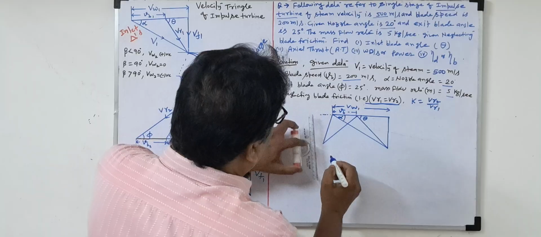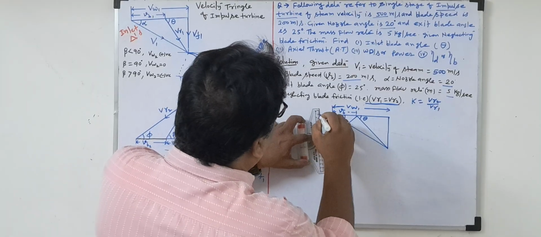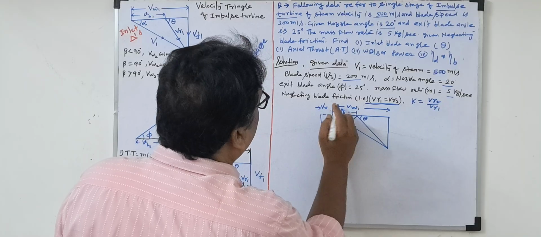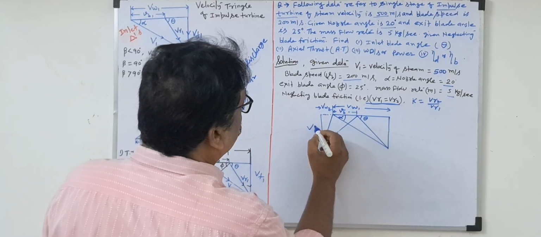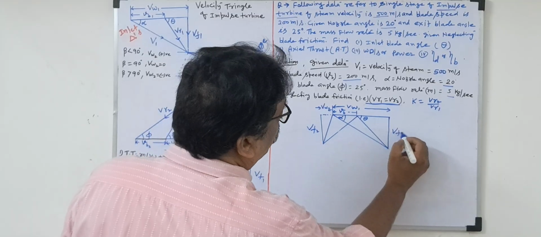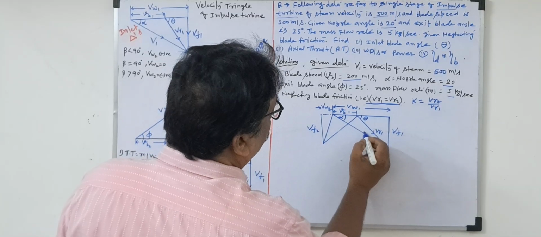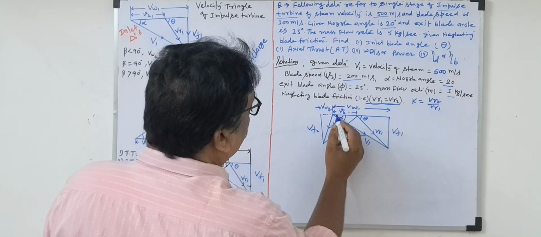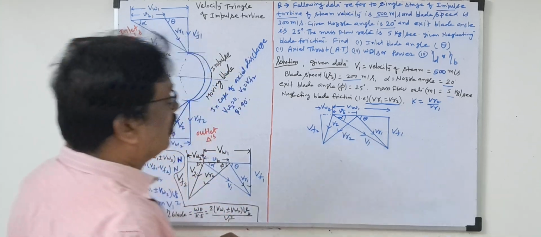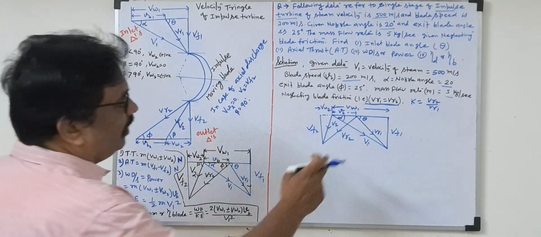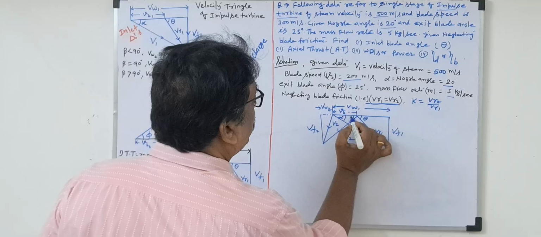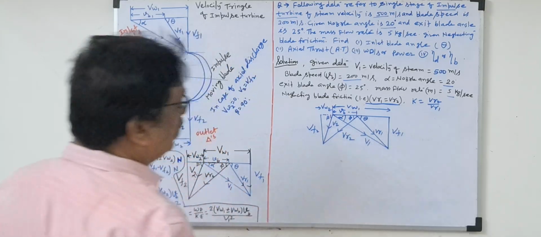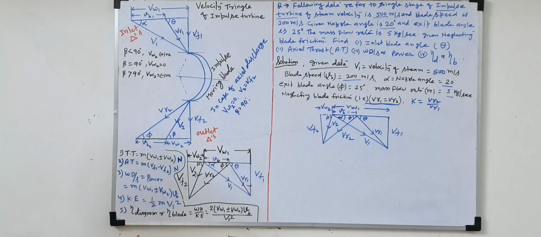Then we draw some angle, tentatively. These are the tentative drawings. We draw the vertical line. This will be VW2, the whirl velocity at outlet. This is the flow velocity at outlet. This is the flow velocity at inlet. This is the relative velocity at inlet, the steam velocity. This is the relative velocity at outlet. This is V2, the steam velocity at outlet. So this we drew. This is phi, the outlet blade angle, alpha the nozzle angle at inlet, and the nozzle angle at outlet. Everything we drew.